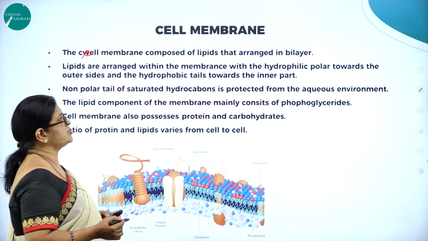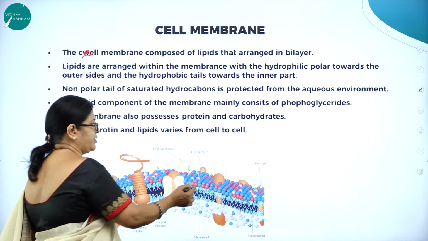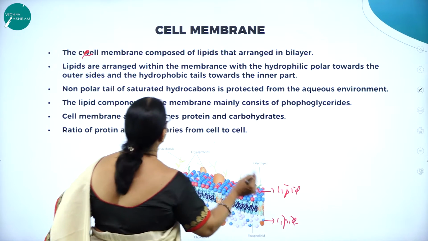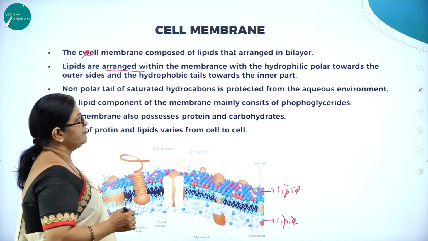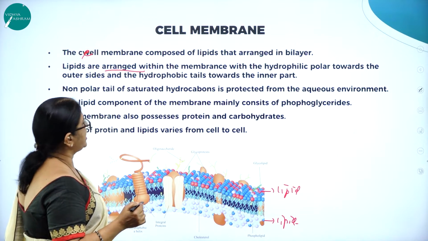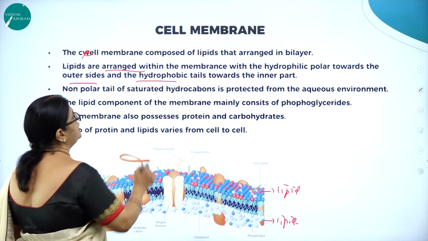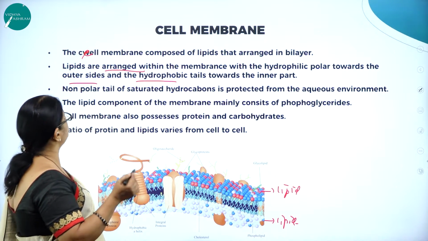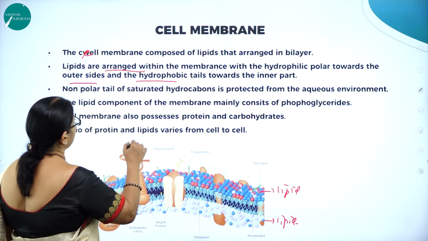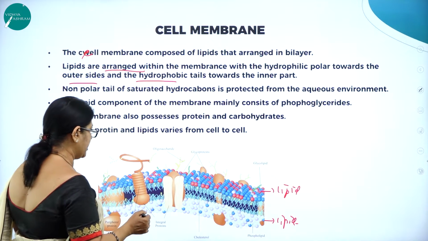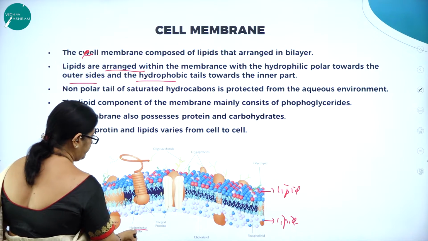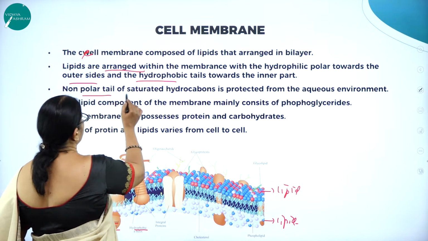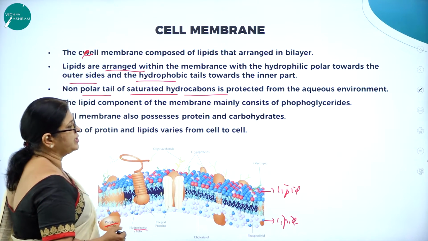The cell membrane is composed of lipids that are arranged in bilayer. Here you can see the lipid layer, 2 layers. So it is called bilipid layer. Lipids are arranged within the membrane with the hydrophilic polar ends towards the outer sides and the hydrophobic tails towards the inner part. Here you can see the hydrophilic polar heads towards the outer sides, and the hydrophobic tails towards the inner part. Here you can see the peripheral protein. The non-polar tail of saturated hydrocarbons is protected from the aqueous environment.